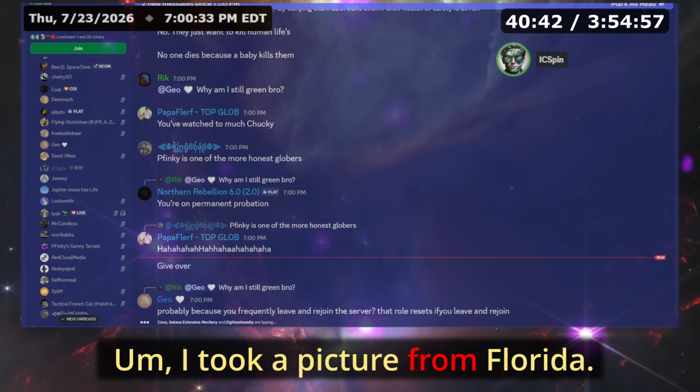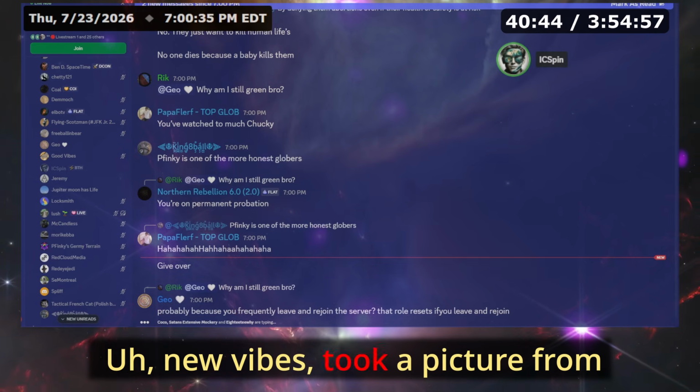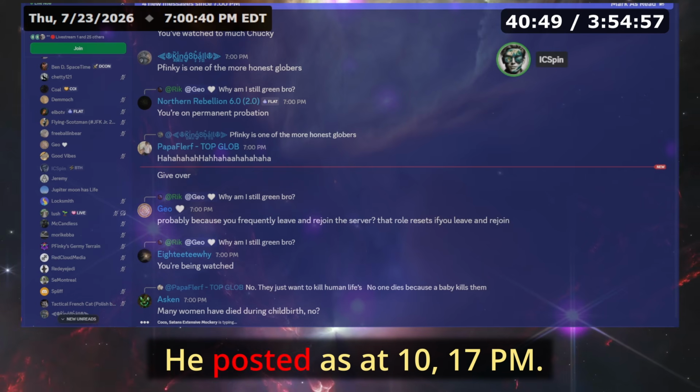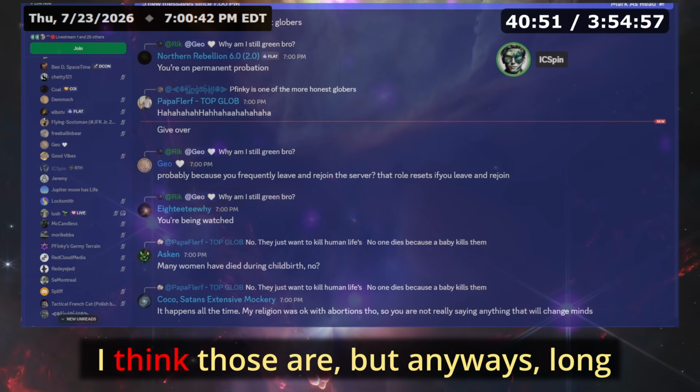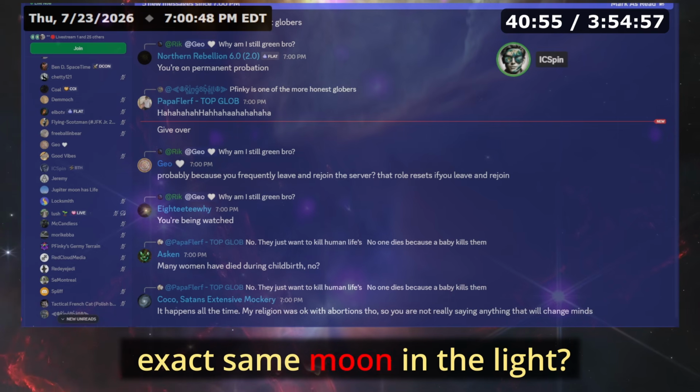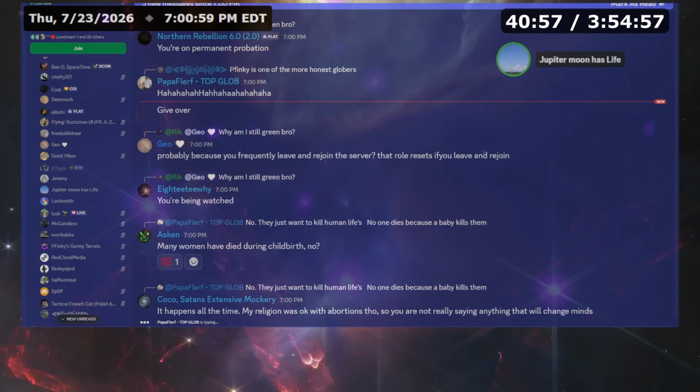I took a picture from Florida. New Vibes took a picture from Auckland, New Zealand. I posted mine at 9:54 p.m. He posted his at 10:17 p.m. Long story short, how is his exact same moon in the light and how is mine in the dark? I mean, I don't know.